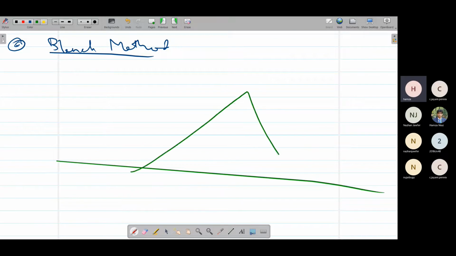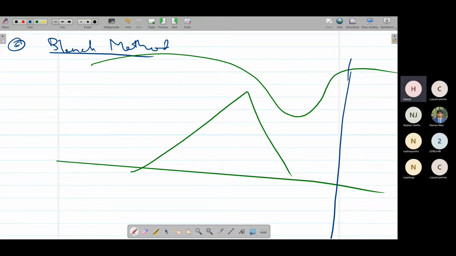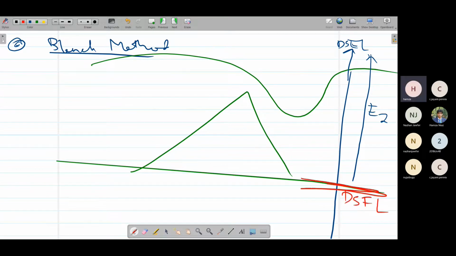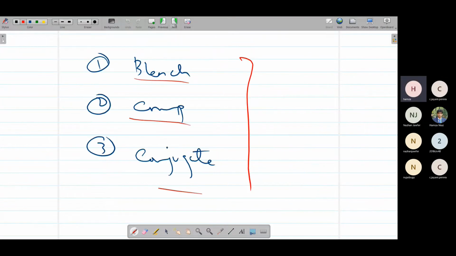This is actually, if I draw this, so this is the downstream energy level. If we subtract from this downstream energy level this E2, E2 is the specific energy downstream of the weir. So if we subtract this from this, we can get this downstream flow level. So this downstream flow level we can get this value.